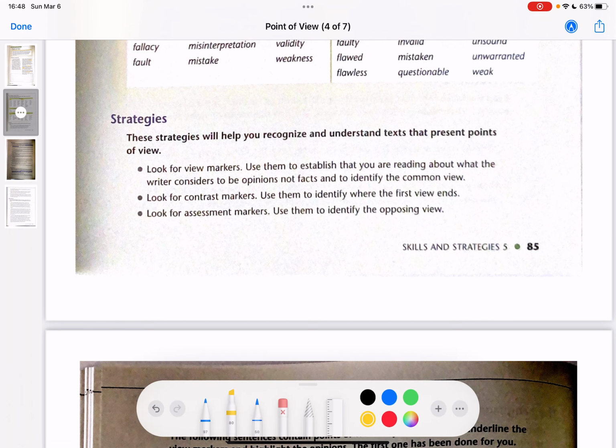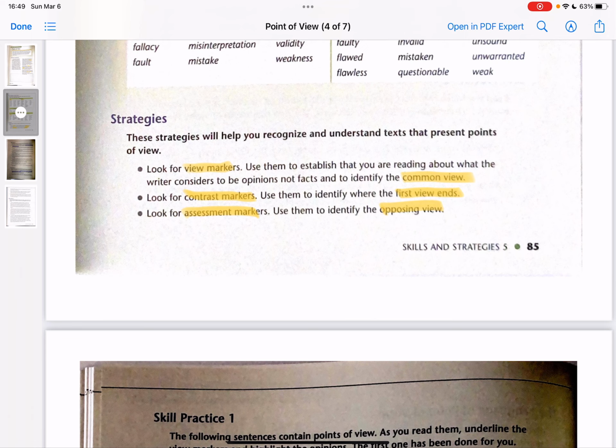All right, in summary, a few things to keep in mind. Look for the view markers. Those help you identify the common view. In other words, what most people believe. Those are opinions, not facts. Then identify the contrast marker. This tells you where that first view ends. So you know that the writer will soon start talking about the real position in the text. And then look for assessment markers. Those will also help you to identify the opposing view because they judge the opposing view.